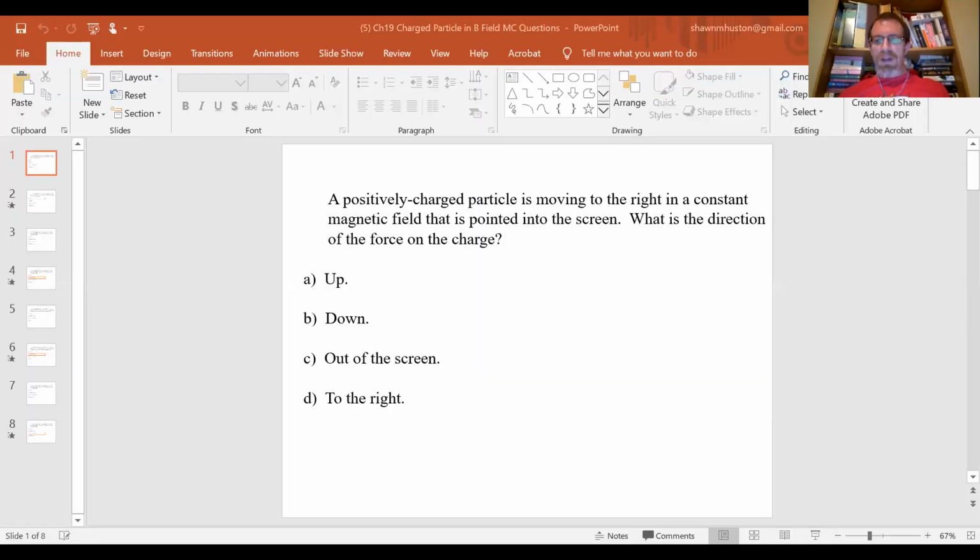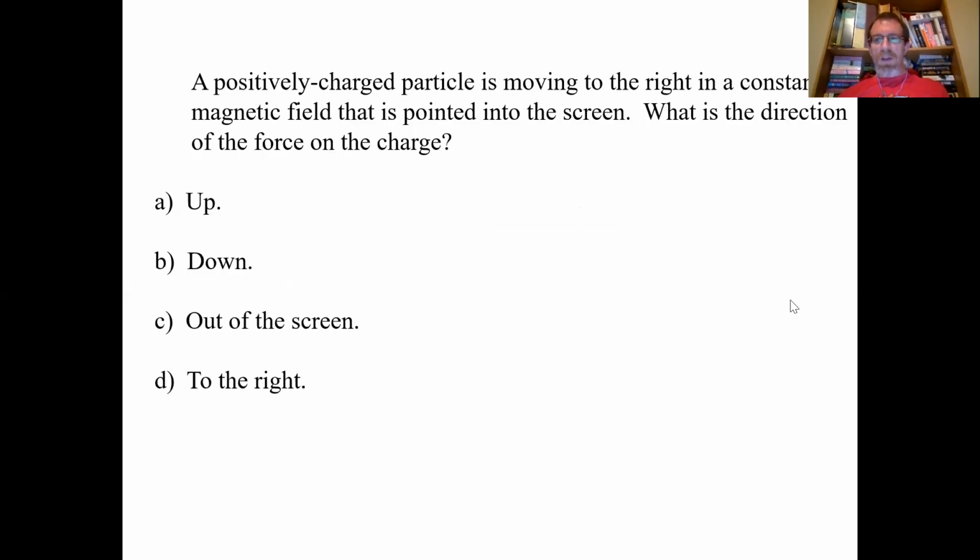So I am going to show you several multiple choice questions, clicker style questions, like we might have had in class, and these are related to what we've done in the last couple of videos, which is using the right hand rule to try to figure out the direction of force or magnetic field or something like that when we've got a charged particle moving in a magnetic field.